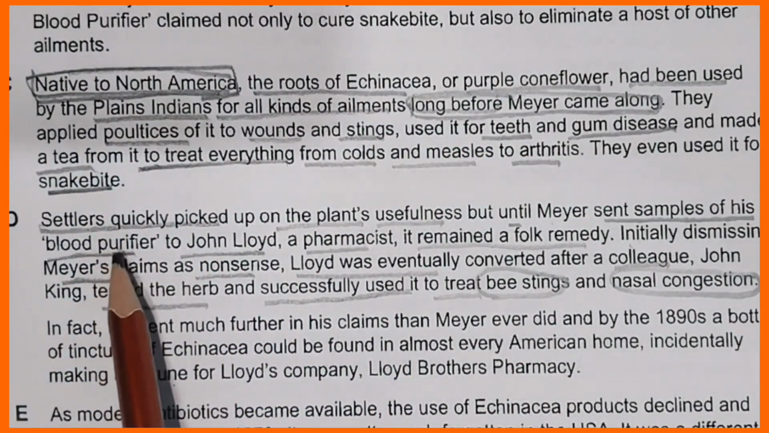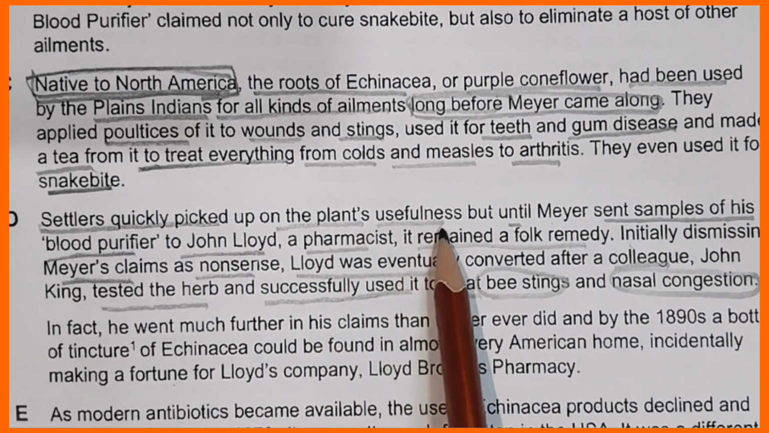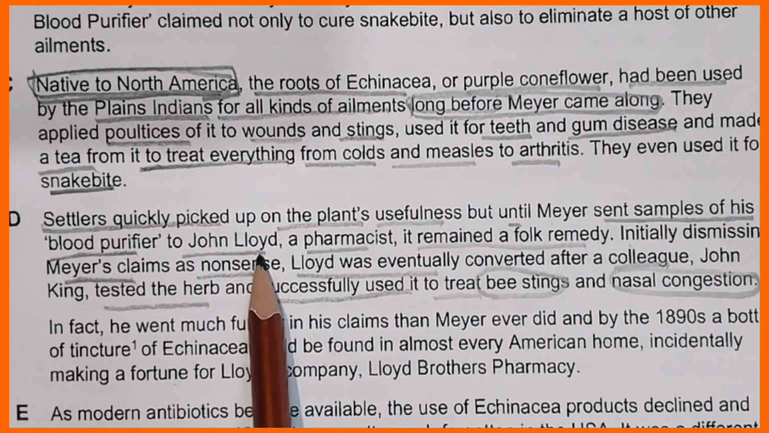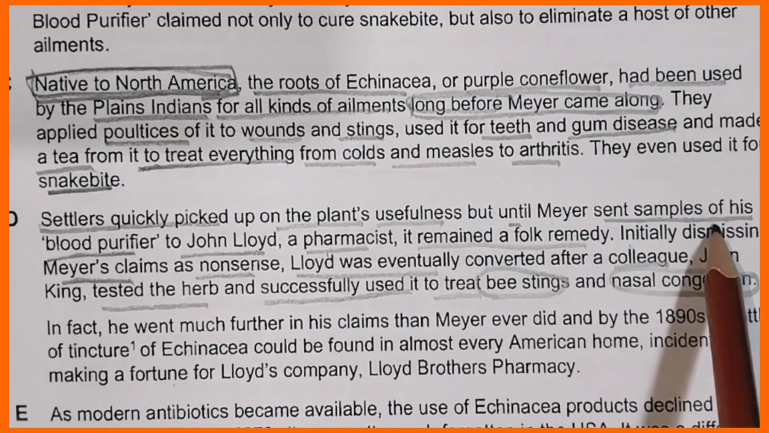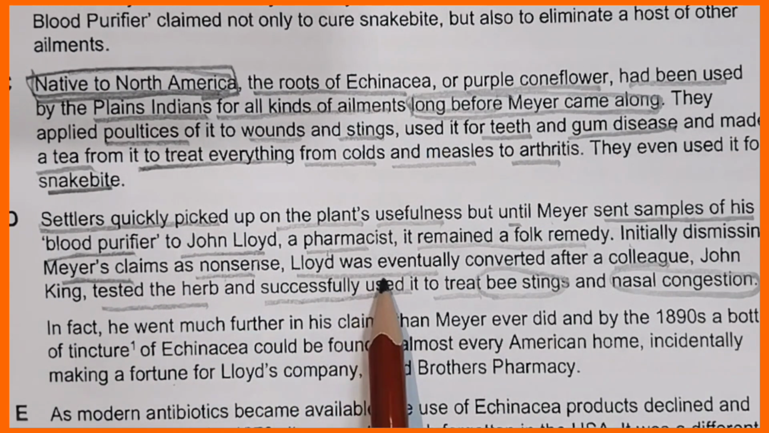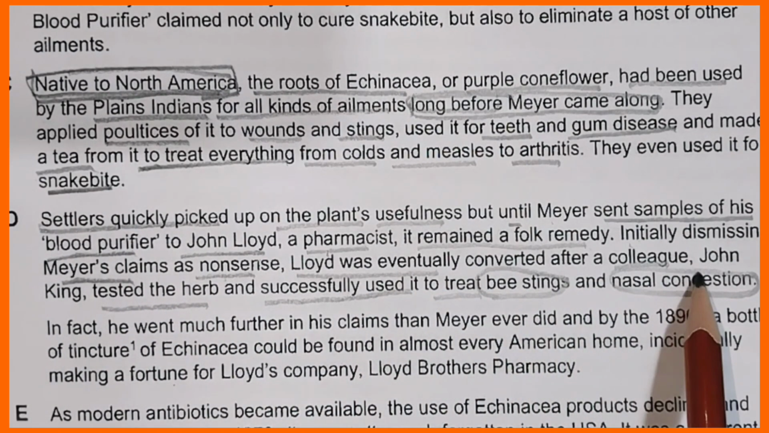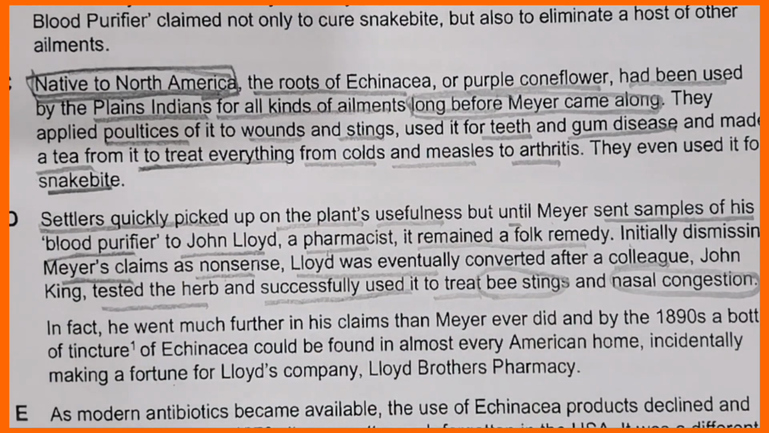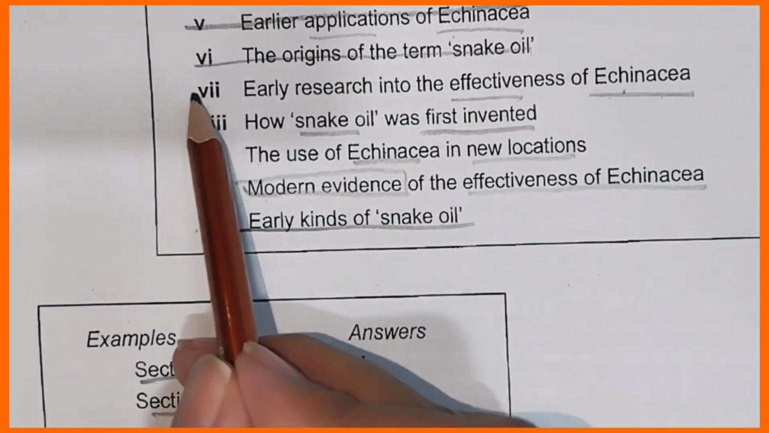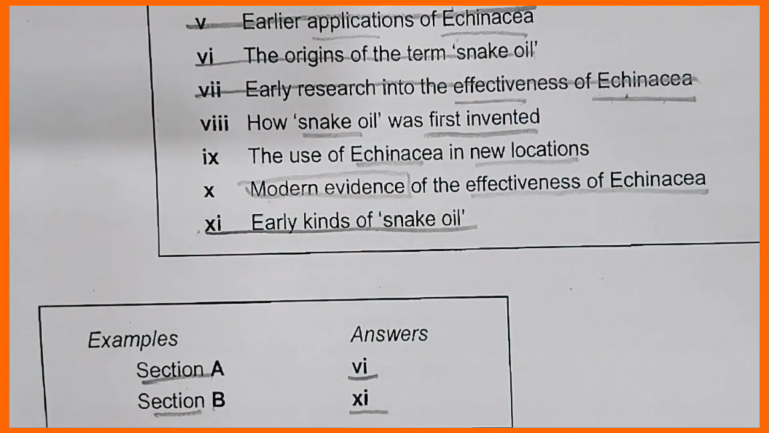As you can see, Settler quickly picked up the plant's usefulness, but until Mayer sent samples of his blood purifier to John Lloyd, a pharmacist, who initially dismissed Mayer's claims as nonsense and then was converted after a colleague tested it. So all these things are telling us that it's talking about the early research. So our option will be 2.